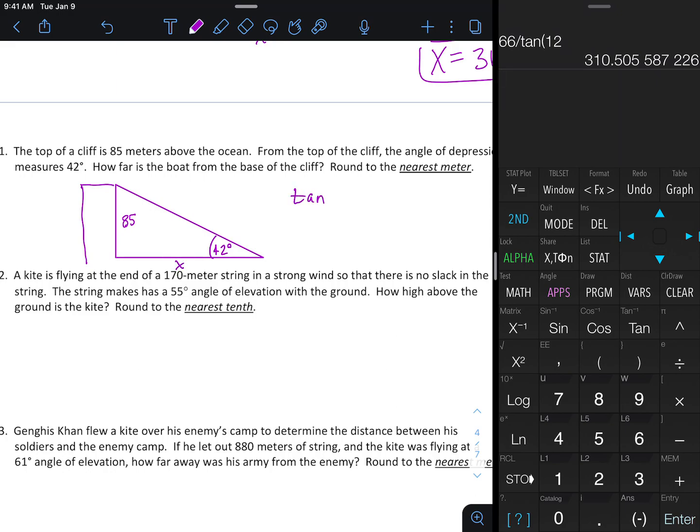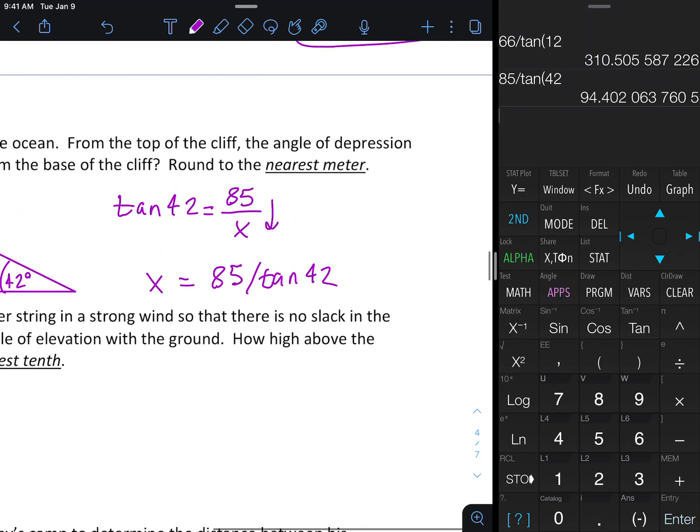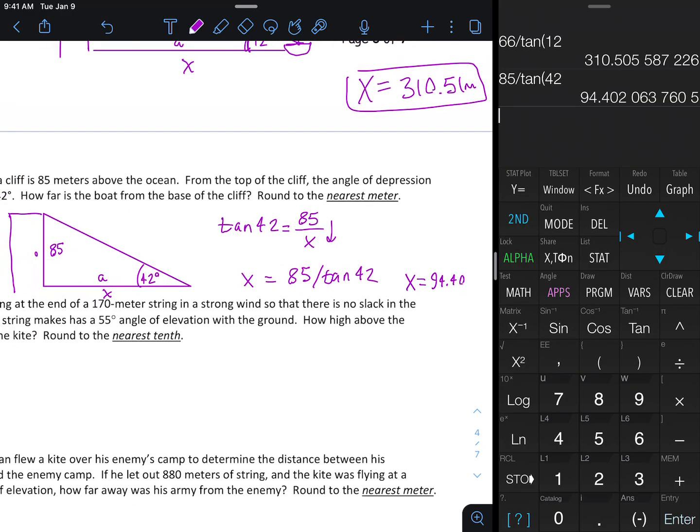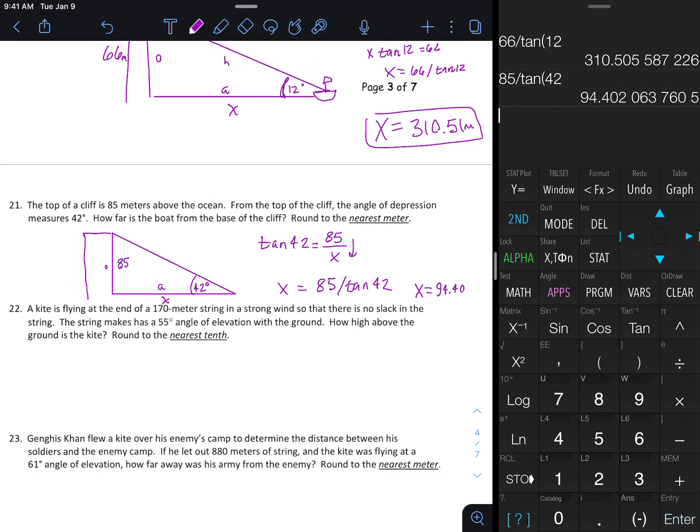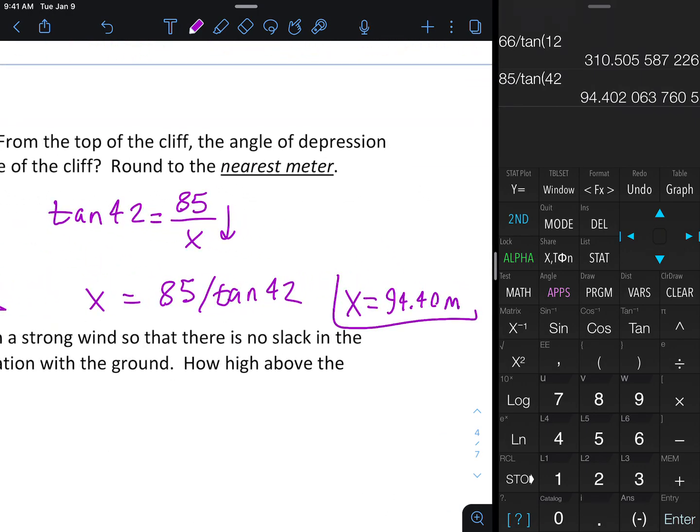So that'll be another tangent function because of the opposite and adjacent sides. That's tangent 42 equals 85 over x. If x is in the denominator, eventually when you cross multiply and divide, this will be 85 divided by tangent of 42. So let's see what we get here. 85 divided by tangent of 42 will come out to about 94.4, I guess. And what units are we in? We are in meters. So that'll be that.